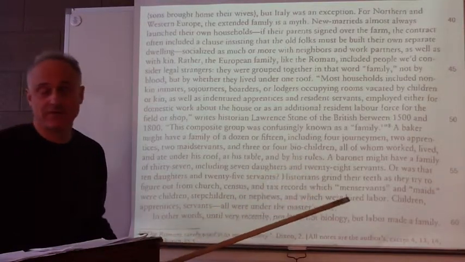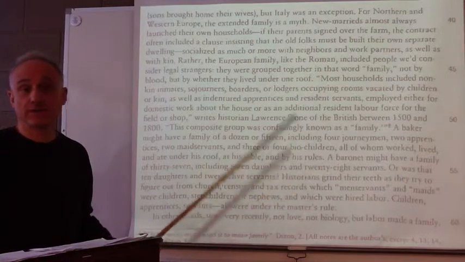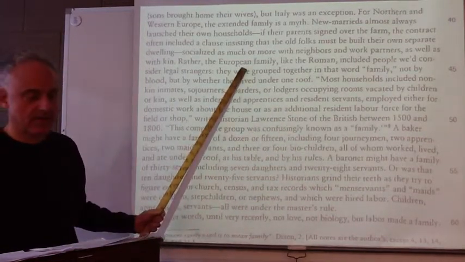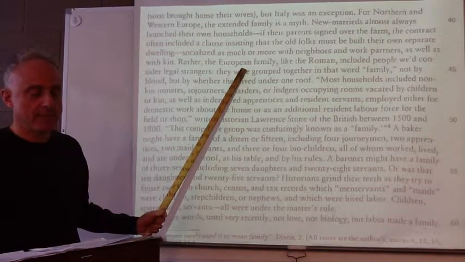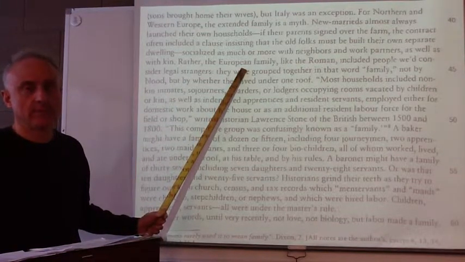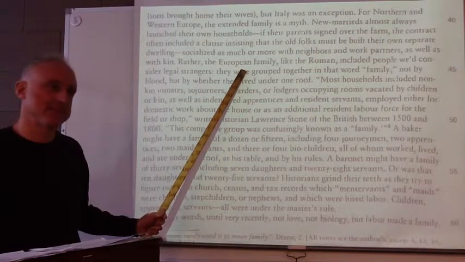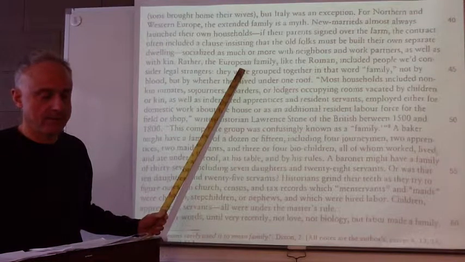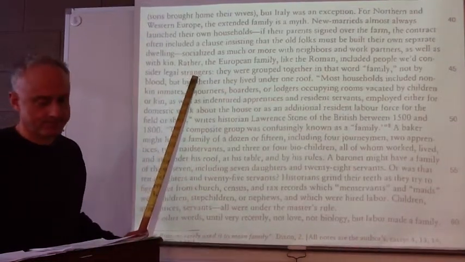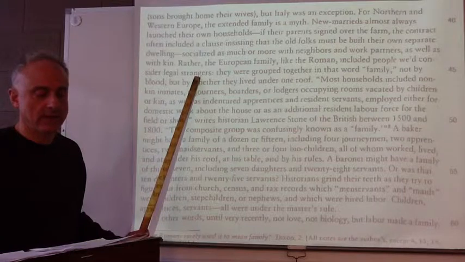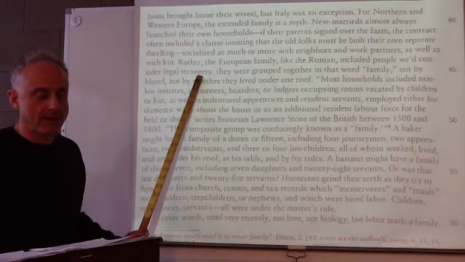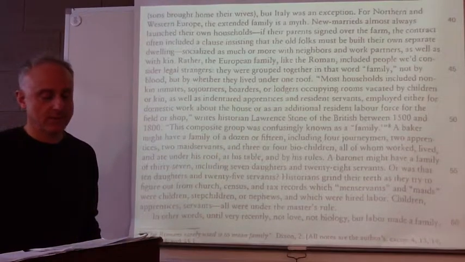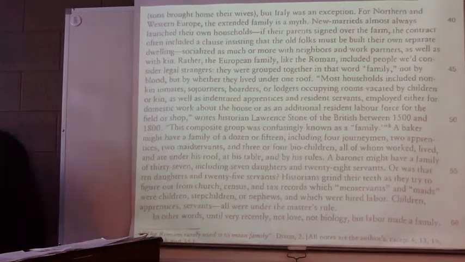So I don't think we have to say too much more about this article. There's not irony in it. There's not anything too strange, except for the first paragraph. But just the last key points. The European family, like the Roman, which is European, but from ancient times to more modern times, included people we'd consider legal strangers that were grouped together in that word family, not by blood, but by whether they lived under one roof. All right, so that's what we're supposed to get from this. But let's look at the footnotes.